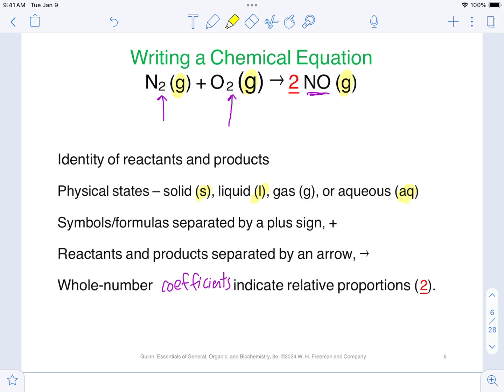The number in front here, this red 2, that is called a coefficient. Coefficient tells you the relative proportions you have of that molecule. If there is no number in front, such as the case of N2 and O2, there is understood to be a 1 there.